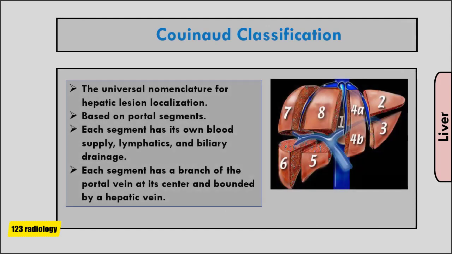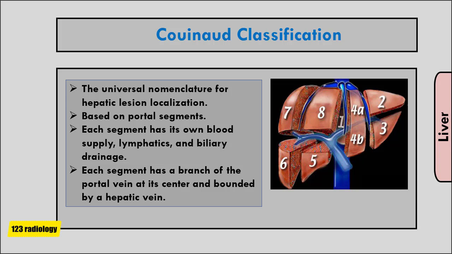Couinaud anatomy. Because sonography allows evaluation of liver anatomy in multiple planes, lesions can be localized to specific segments. This can aid surgical planning and follow-up of lesions over time. Couinaud anatomy is now the universal nomenclature for hepatic lesion localization. This description is based on portal segments and is of functional and pathologic importance.